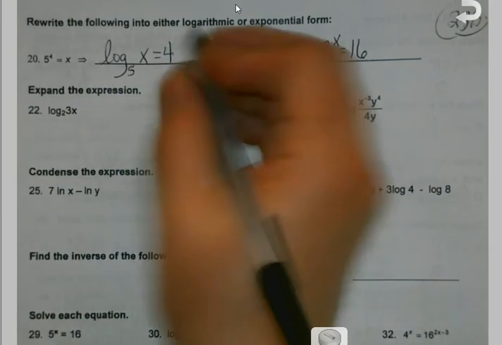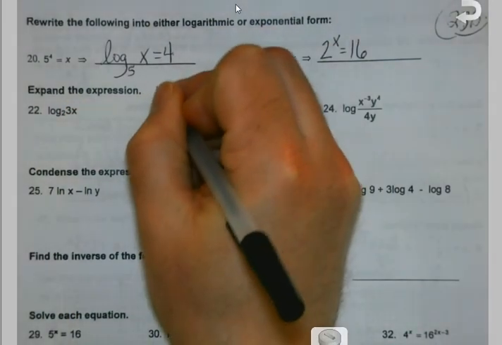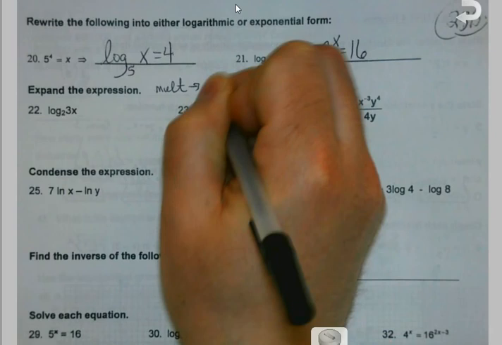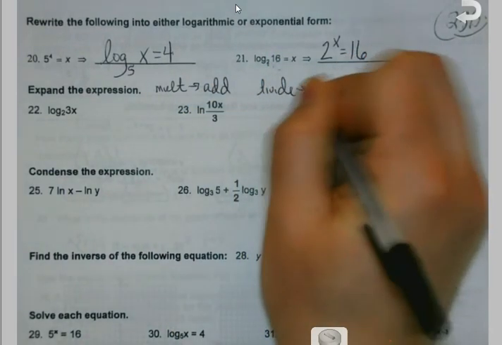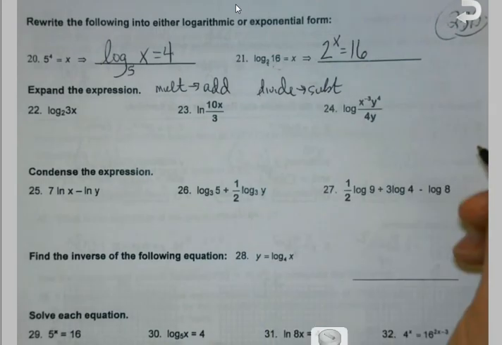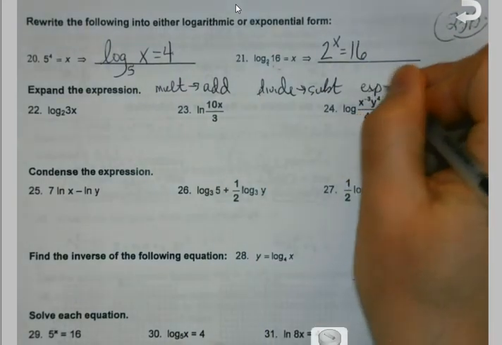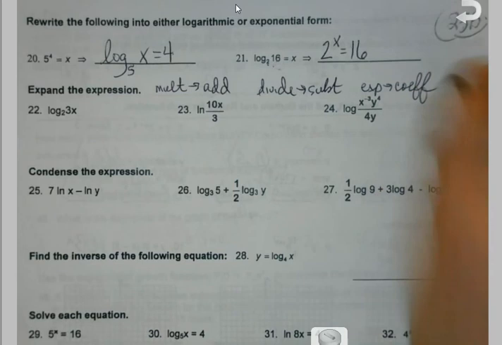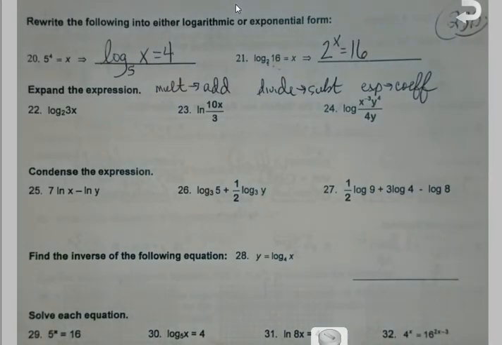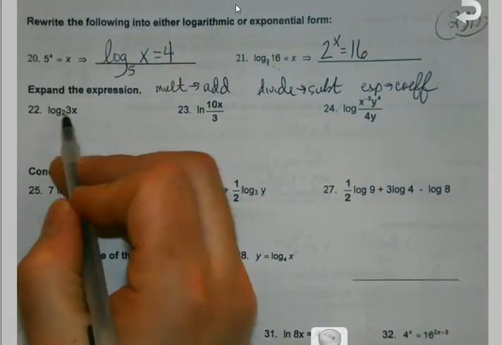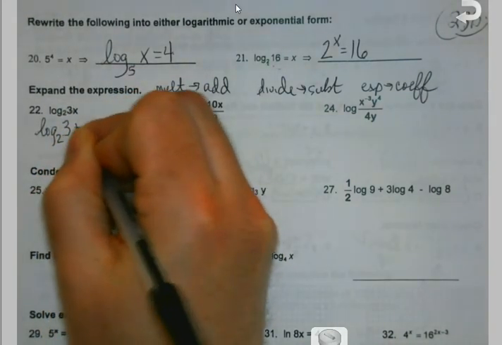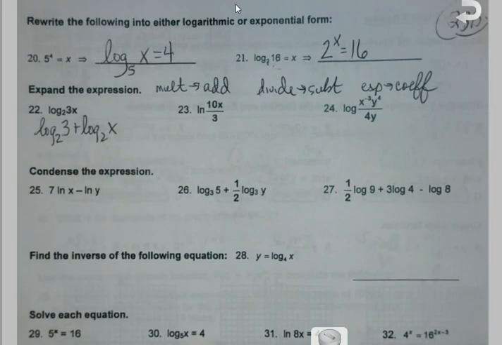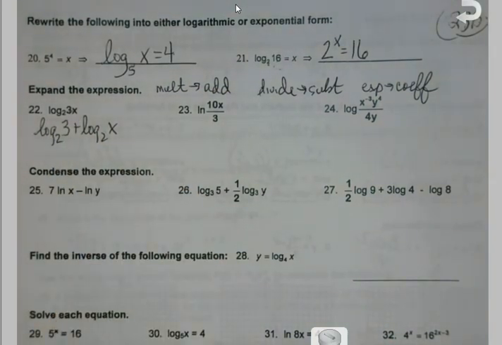Expand the expression. Reminders. Multiply is going to become add. Divide is going to become subtract. And exponents are going to become coefficients when I'm expanding, and that's the order we want to take things in. So here I see 3 times x. That log base 2 has to go with you in each of your terms. But that's all I can do there, because I have one multiplication, split it up into addition, I'm good.